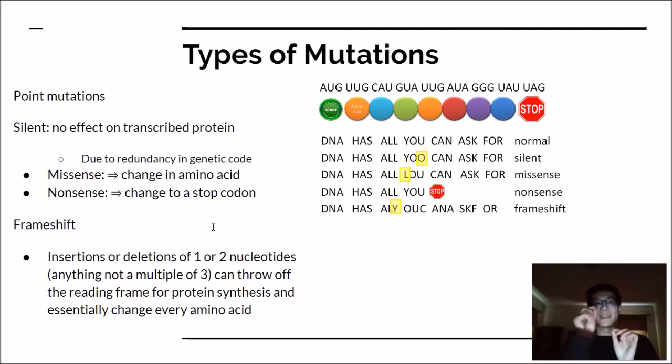So if you add in something and shift the reading frame by one or two letters, that can have a very strong and negative impact on the resulting polypeptide. So these are the point mutations.